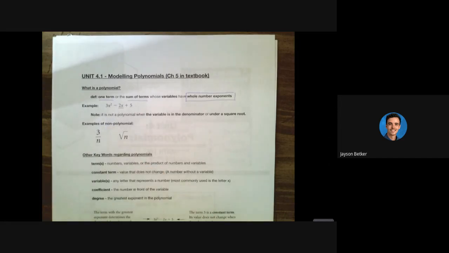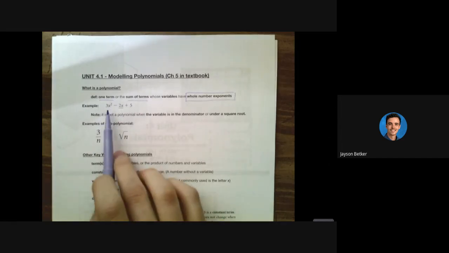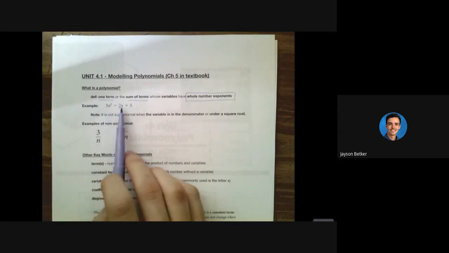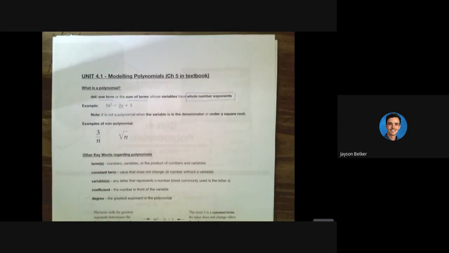So here's a very simple example. 3x squared, or maybe not simple, but a very standard example. 3x squared minus 2x plus 5. So this is a very, very standard example.